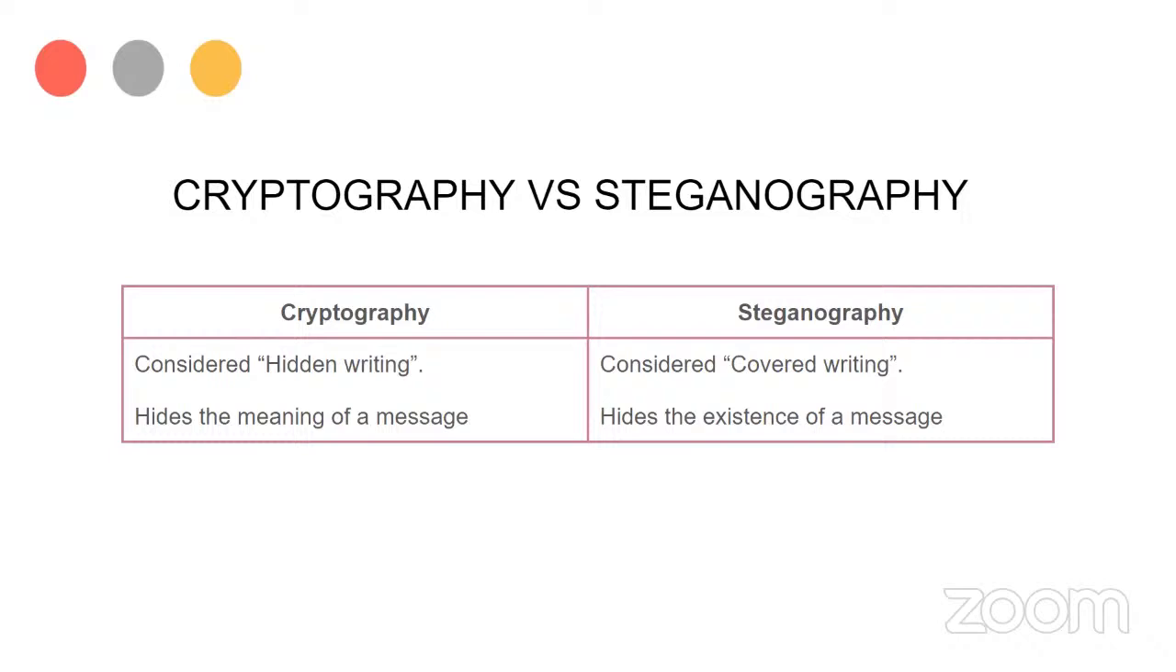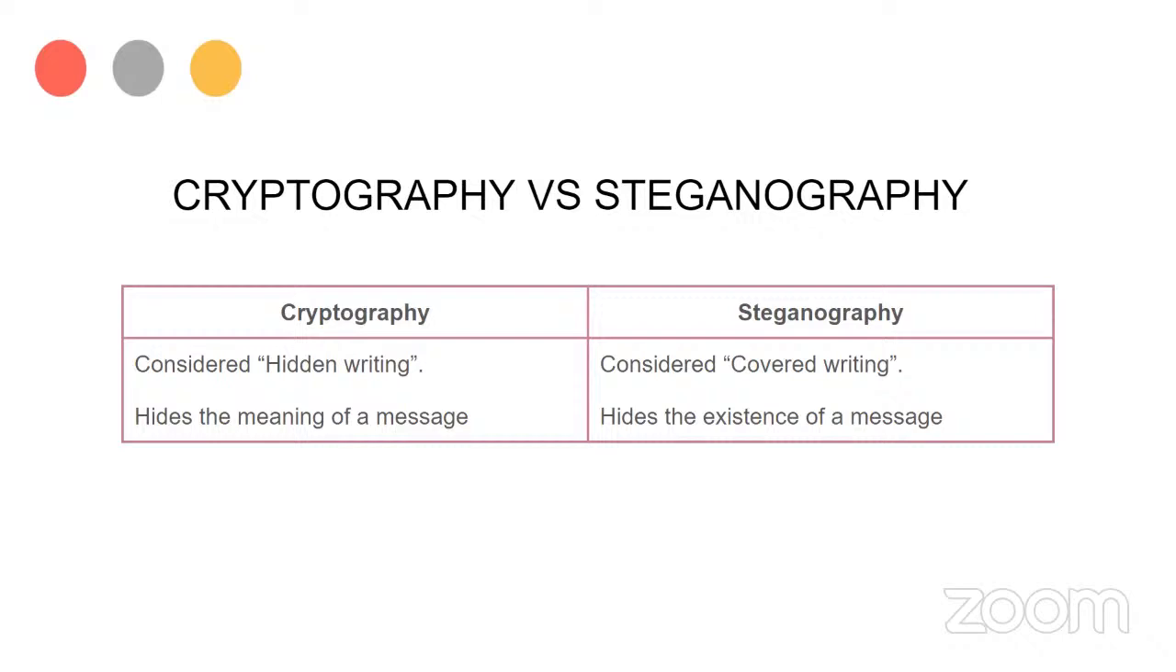Cryptography is considered to be hidden writing, and steganography is considered to be covered writing. So we can say that cryptography basically focuses on changing the form or the format of the plain text and presenting it in a way that the attacker cannot understand or read it. That's the whole purpose of it. What we are securing here is the meaning of the text.